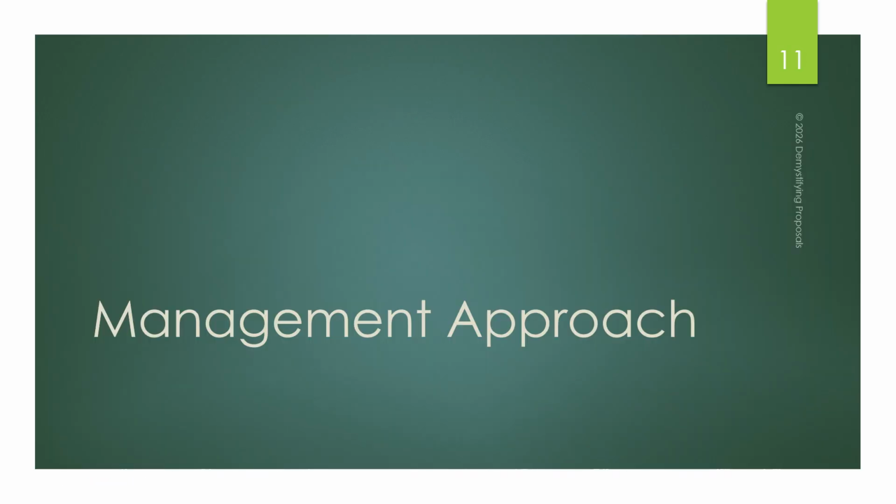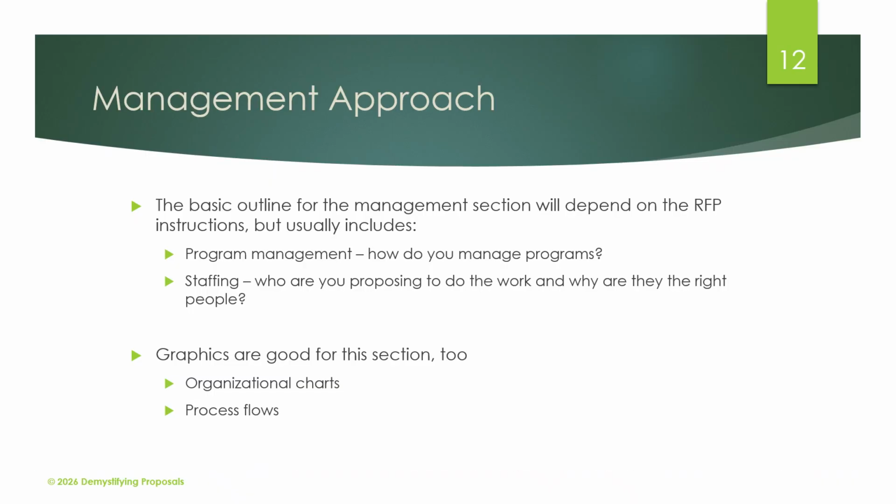Now we're going to talk about management approach and how that might be different based on your contract type. The basic outline for a management section will depend on the RFP instructions, but usually includes program management, how you're going to manage the program, and staffing, who are you proposing to do the work and why are they the right people. Graphics are good for this section too. You may have organizational charts or process flows, so don't forget to think about graphics for your management section as well.